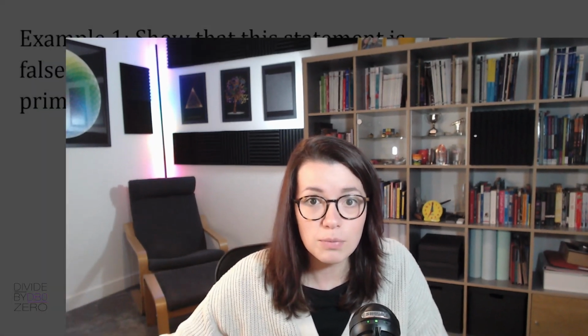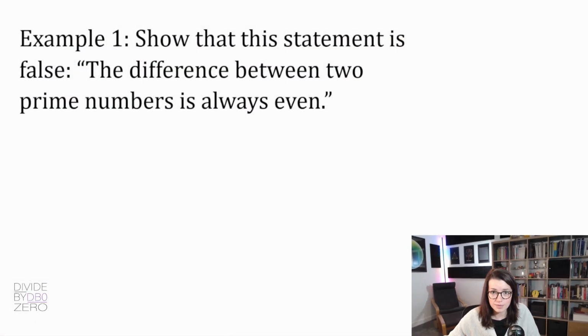Personally, I think it's easier to prove that something is not true because you only need to come up with one example to show that it's not correct, and then you're done. Let's do a couple of examples of this. Example 1, show that this statement is false. The difference between two prime numbers is always even.